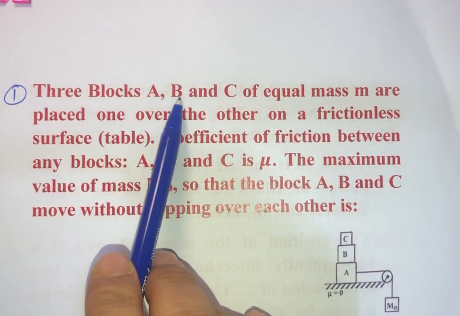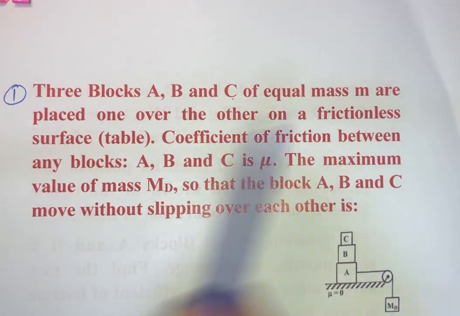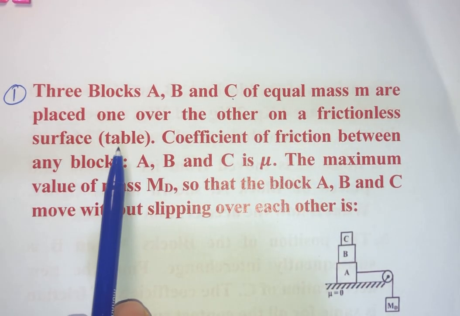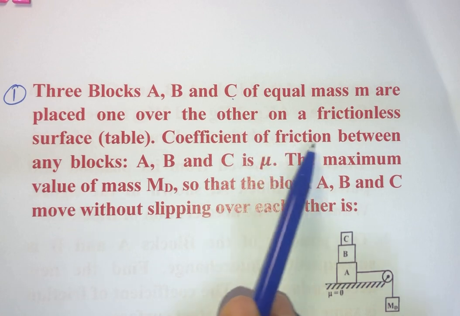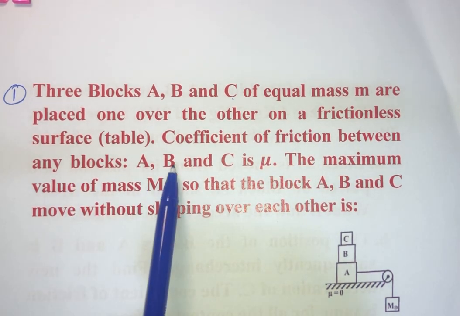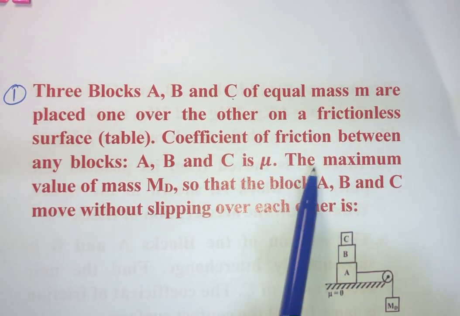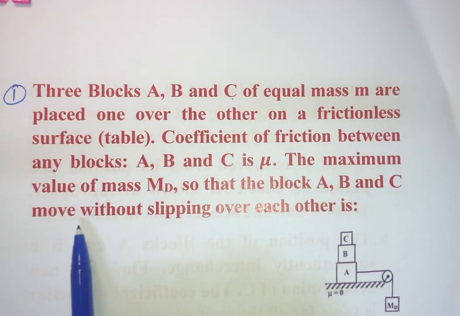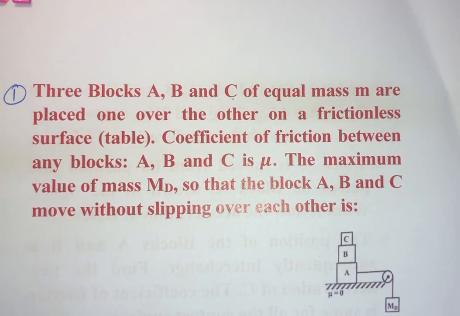Three blocks A, B, C of equal mass m are placed one over the other on a frictionless surface, that is, a table. The coefficient of friction between any of the blocks A, B and C is mu. Find the maximum value of mass MD so that the blocks A, B and C move without slipping over each other. So we are going to find out the maximum value of this block MD.